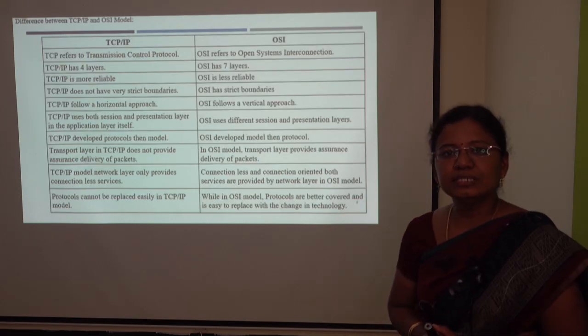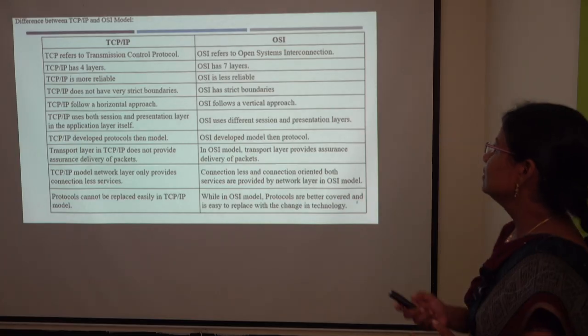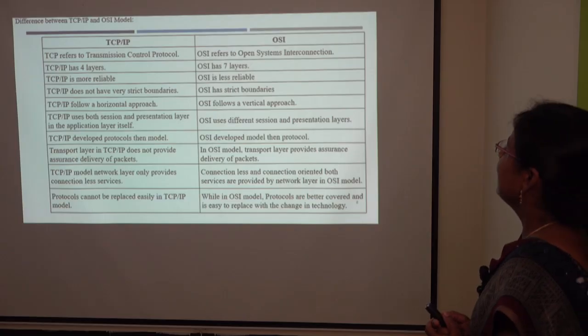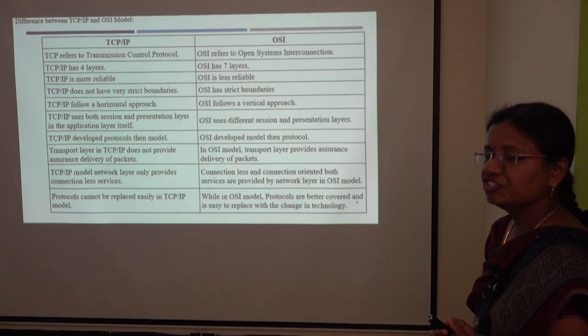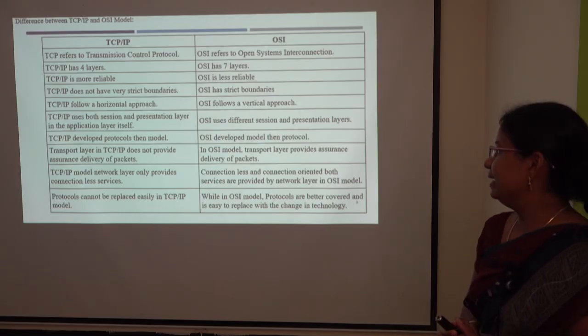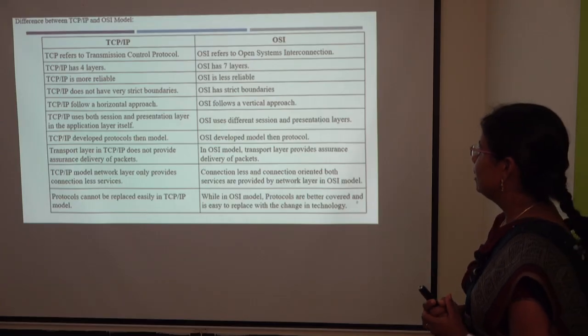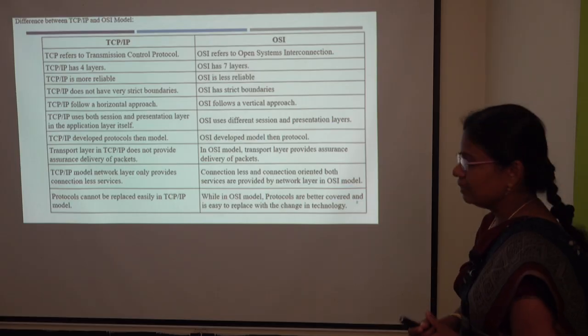Finally, we are going to discuss the TCP IP model and the OSI model. TCP refers to the Transmission Control Protocol. OSI refers to Open System Interconnection. TCP IP has 4 layers. OSI has 7 layers. TCP IP is more reliable. OSI is less reliable.